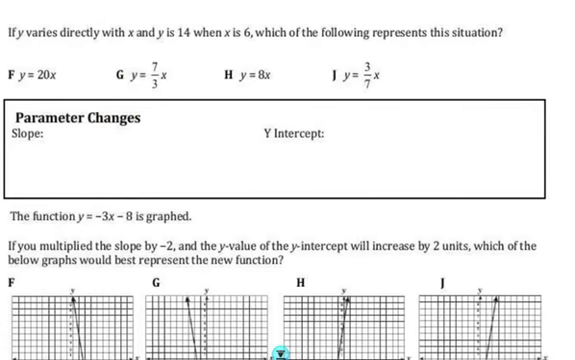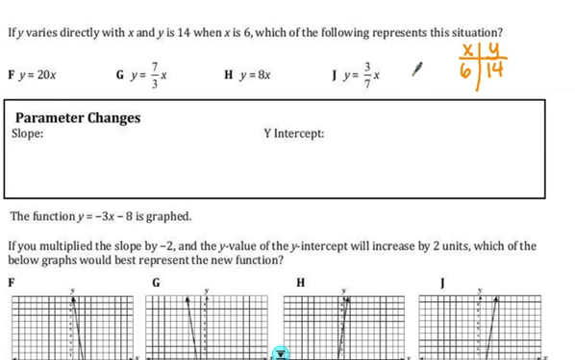Alright, so here's the direct variation one that we were talking about in our vocabulary notes earlier. So if y varies directly with x and y is 14 when x is 6, which of the following represents the situation? Alright, so I could make a table, kind of, but it's saying whenever x is 6, y is equal to 14. So since it's saying that these two directly vary with each other, it's kind of like slope. I'm just going to compare my y over my x.